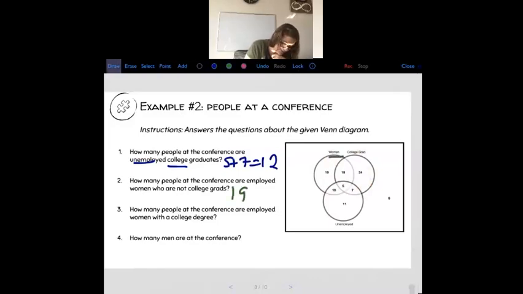Okay, employed women who are not college graduates. So they can't be in the circle of college graduates at all. There can't be any overlap there, and there can't be any overlap with the unemployed circle because we're talking about employed women.